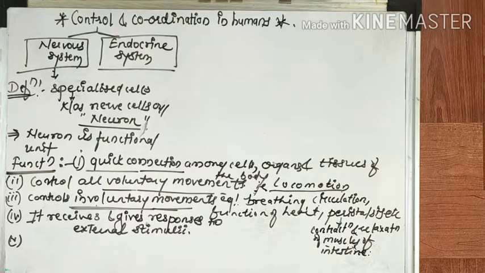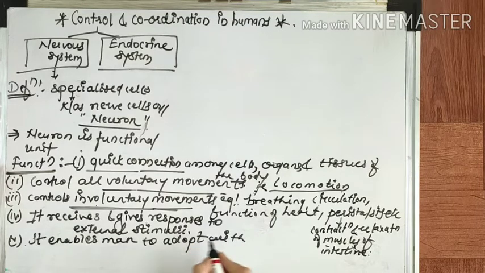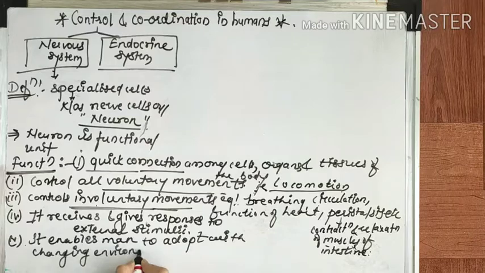Okay, why is it so? Because of the nervous system, okay? This nervous system enables the man to adapt with the changing environment, okay? So the next, fifth important function of a nervous system is that it enables man to adapt with the changing environment. Okay, and last but not least, very important, is that it stores this information, right?